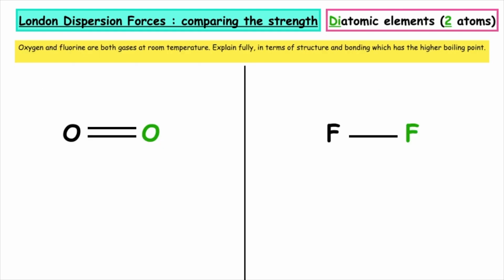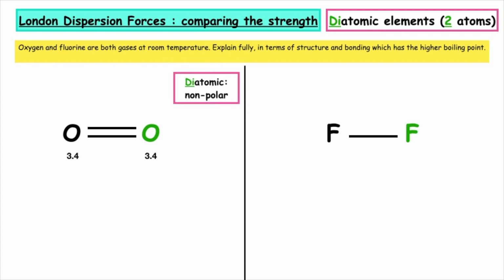Let's compare the LDFs, the strength of the intermolecular forces of diatomic elements. So the question asks, oxygen and fluorine are both gases at room temperature. Explain fully in terms of the structure and bonding which has the higher boiling point. So if we look at oxygen, oxygen has a double bond between the atoms and fluorine has a single bond between the atoms. Firstly, we can see that there are 2 single atoms, so we're going to have to look up the electronegativity of those. So oxygen has 3.4, oxygen has 3.4.